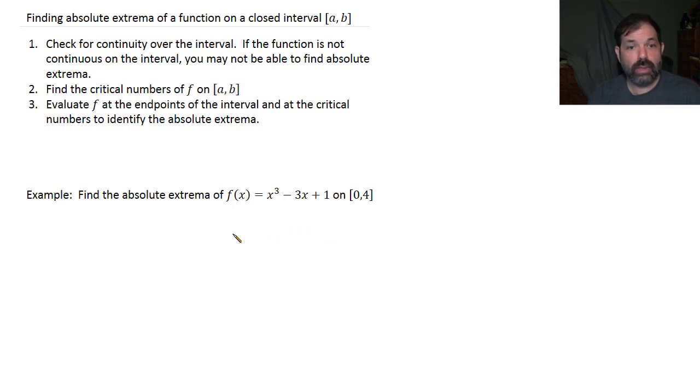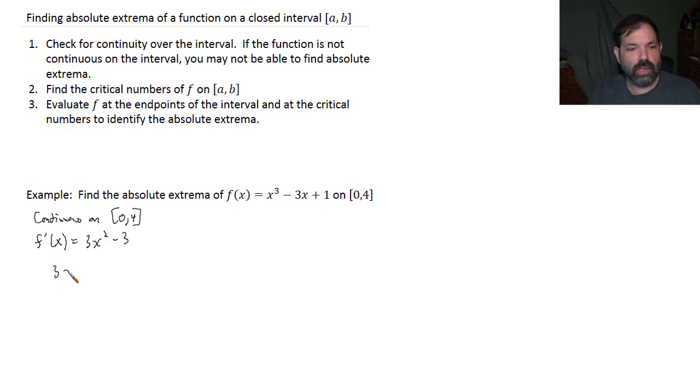So the first thing to note is that this is a polynomial function, and so the domain is all reals, and it's continuous everywhere. So it is continuous on [0, 4]. All right, let's calculate the derivative. The derivative would be 3x squared minus 3. And let's find any critical numbers. 3x squared minus 3 is defined everywhere, so there's no place where it's undefined.